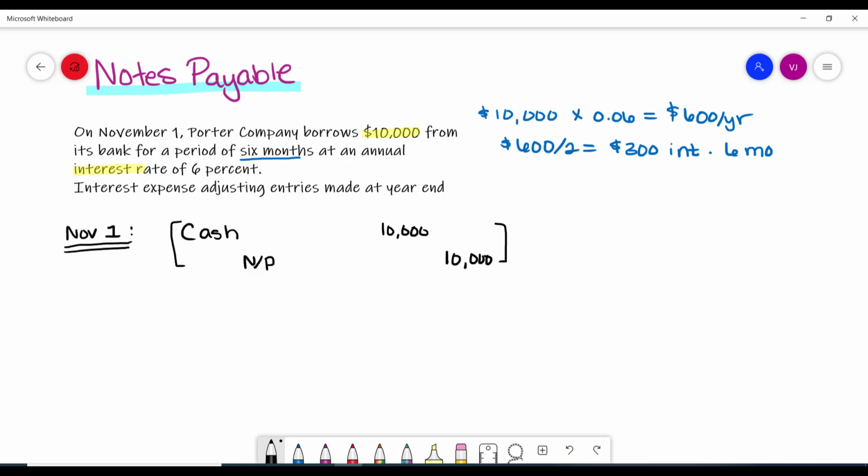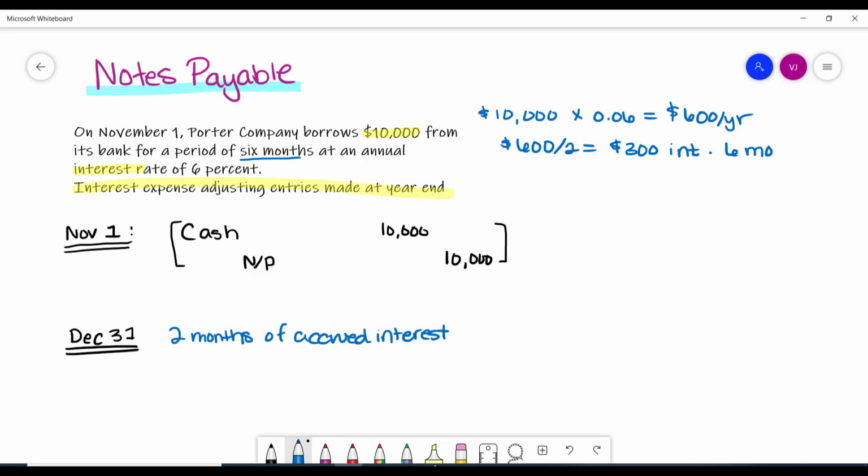Now, when are we going to have to pay this back? So it's 6 months, right? So it's November, December, January, February, March, and April. So the beginning of May is when all of this will have to be paid back plus interest. But the thing is, November 1st is pretty close to the end of the year. By the time December 31st rolls around, we're going to have to do an adjusting entry for interest expense accrued. So how many months would have passed from November 1st to December 31st? That's 2 months, right? So we have to record 2 months of accrued interest.